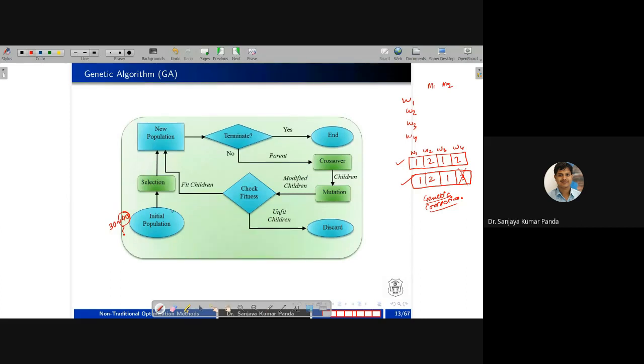Once the initial population is done, you have to make the selection. Before performing selection, you have to check the fitness of these 40 population. Like 1 2 1 2 is better, or 1 2 1 1 is better, or 2 1 2 1 is better. The number of possibilities is large. So out of these 40, you have to evaluate the fitness of all the population before applying the process of selection.